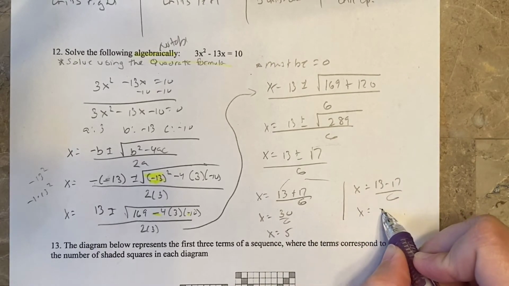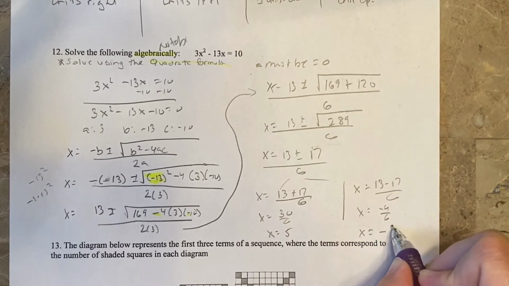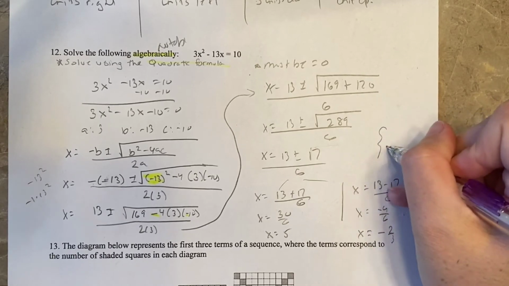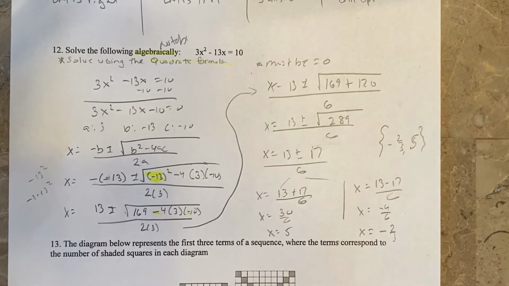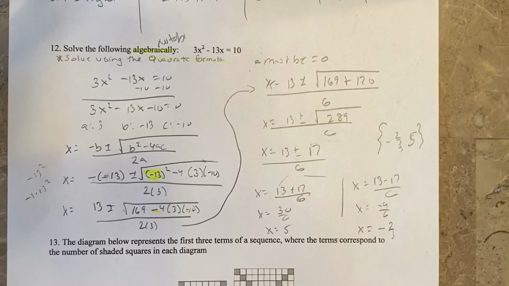And that is negative 4 over 6, which is negative 2/3. So our answers are negative 2/3 and 5. So it's definitely good to know how to do the quadratic formula, especially if it says nearest tenth. That's what you're going to use.